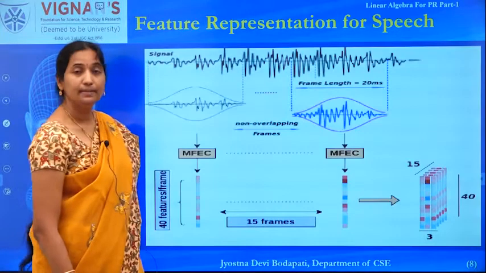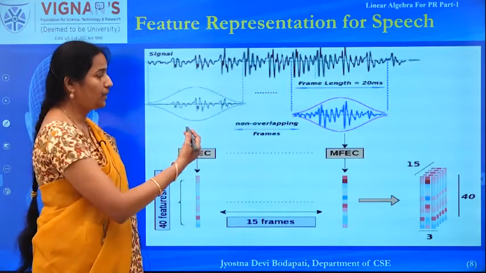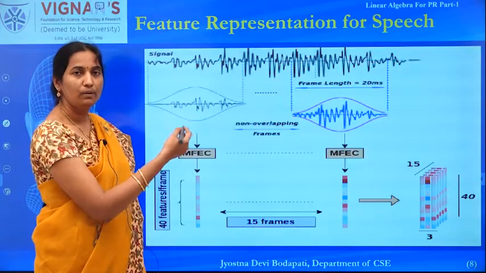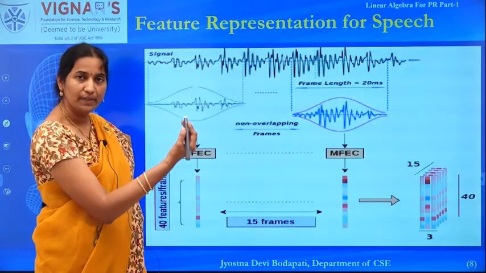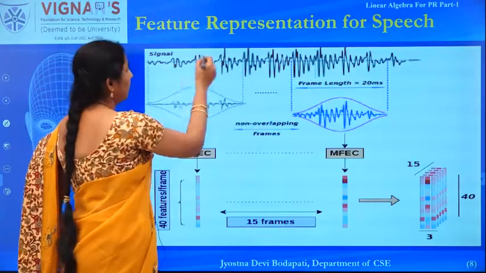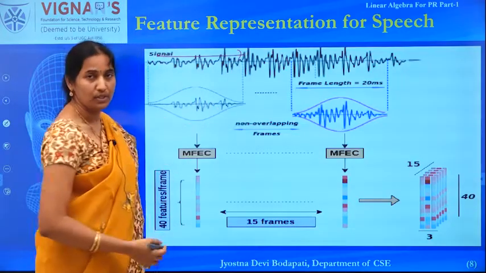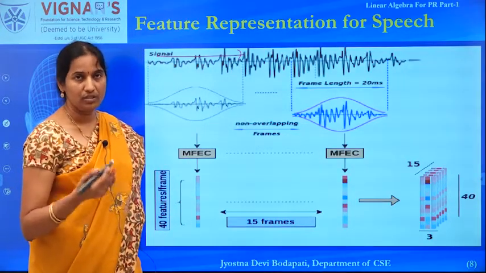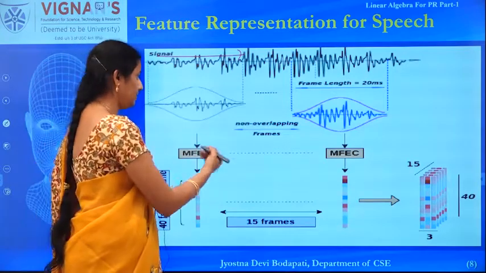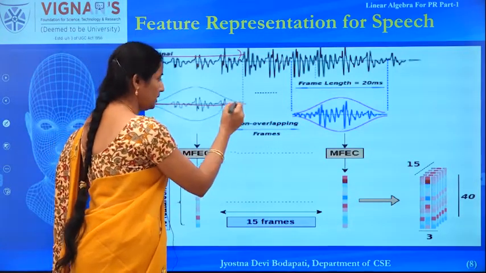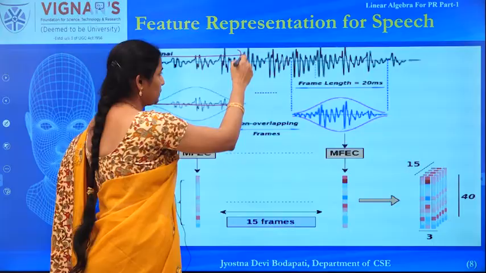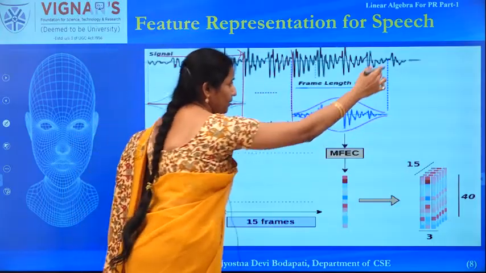Now, consider the speech case. The input to your model is, let us consider the problem is speaker recognition or speech recognition. In that case, the input to your problem is speech. Speech is basically an analog signal. Considering that signal, you are just splitting that signal into a set of segments.